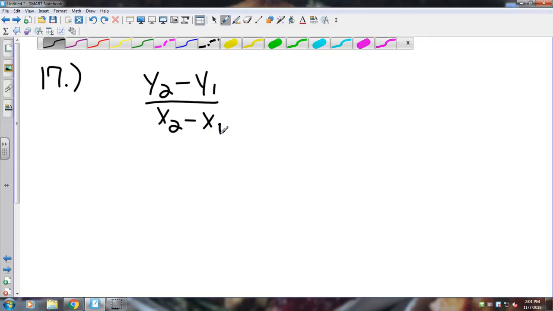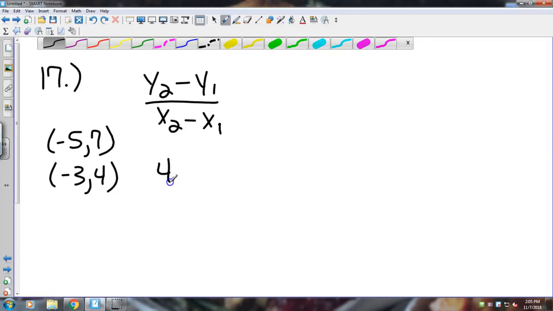I like to pick the ones that don't have negative values in them, but in this case, all 4 of them have negative values in them, so it doesn't matter. I'm going to pick the first ones. I have -5 and 7, and I have -3 and 4. What's the y value of the second coordinate that I picked? 4. What's the y value of the first coordinate that I picked? 7. Okay. What's the x value of the second coordinate?